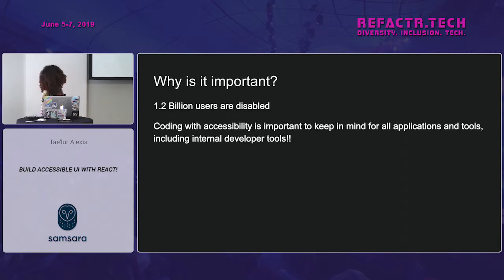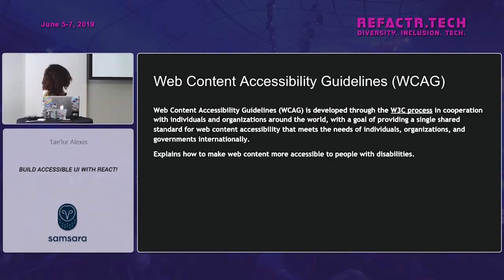Why is it important? There are 1.2 billion users worldwide who are disabled, with a variety of disabilities: color blindness, being actually blind. There's a bunch of impairments. And so yeah, the Web Content Accessibility Guidelines. That is a standard that is often used that you can check out to make sure that you are coding with accessibility. It gives you a checklist and guidelines to follow. They're pretty thorough with it.